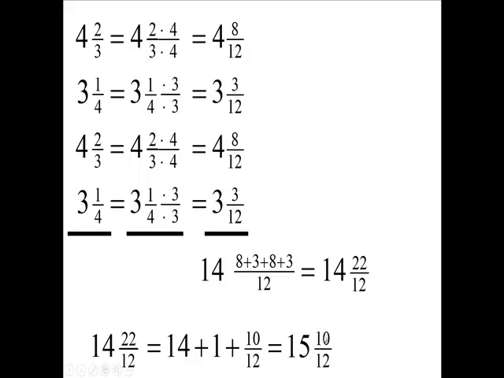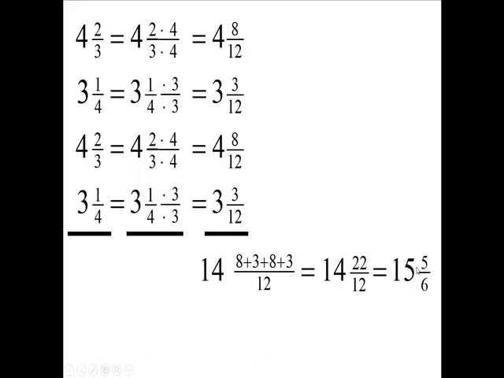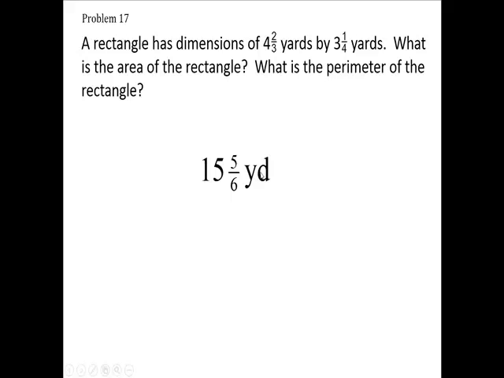10 twelfths, you can divide both of these by 2. So 2 goes into 10 5 times. 2 goes into 12 6 times. So when you add them, you get 15 and 5/6. And that's going to be yards. So this is the perimeter, 15 and 5/6 yards.